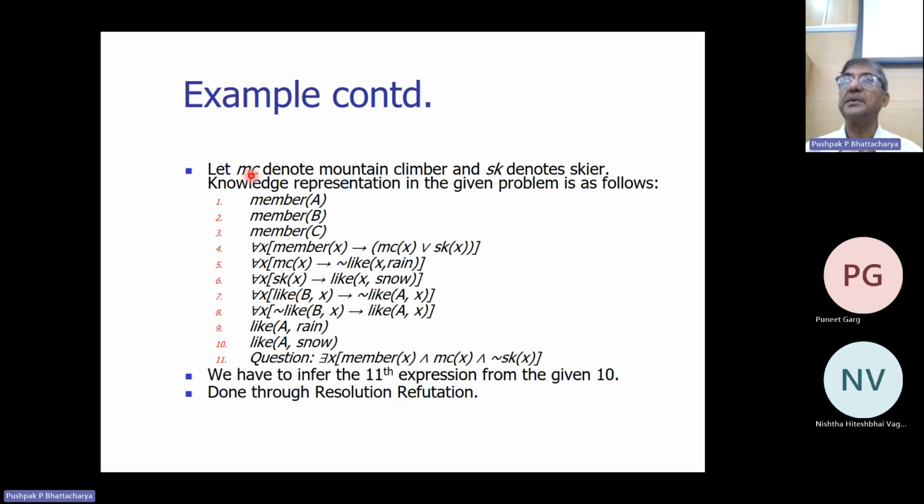So we have started doing predicate calculus. We have to introduce symbols for our representation. Let MC denote mountain climber and SK denote a skier. Knowledge representation in the given problem is as follows. Member A is a member of the club. Member B, member C.